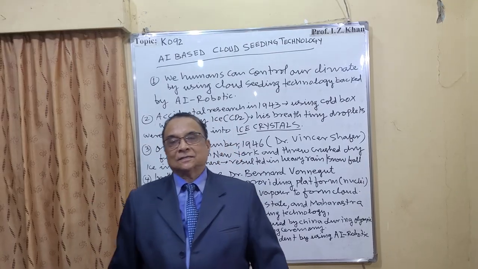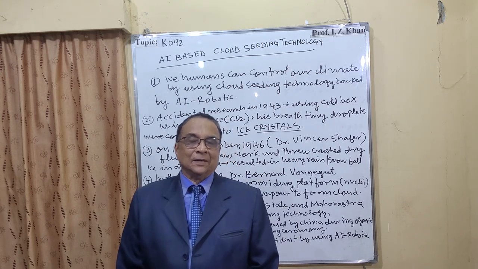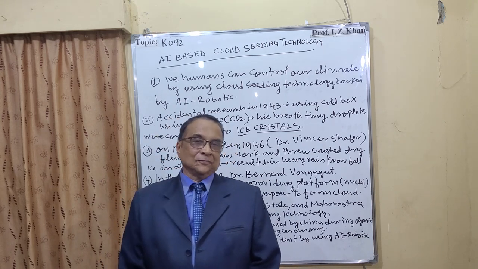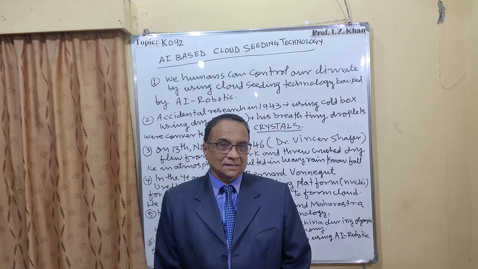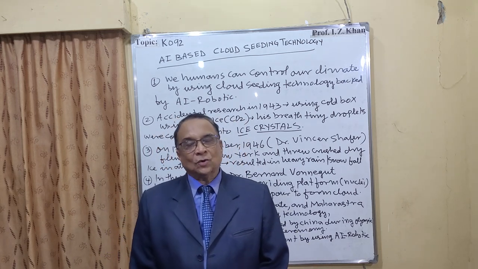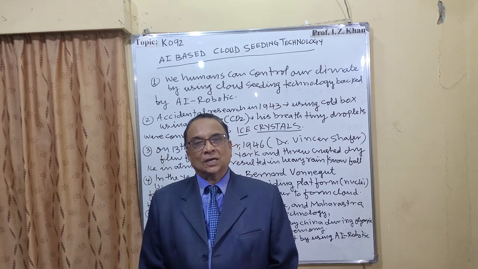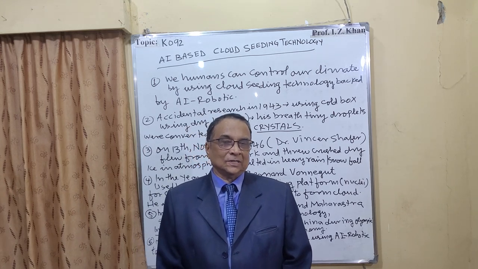So last but not least, it looks like in the coming 10 years, artificial intelligence combined with robotics and different tools is going to control everything, including climate, atmosphere, and a lot of human activities. With this, I will stop.